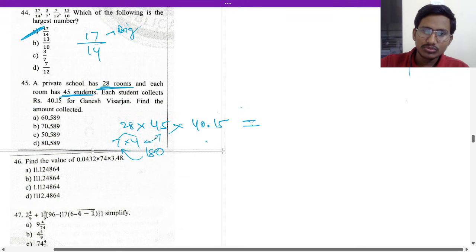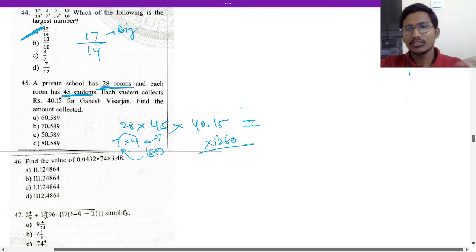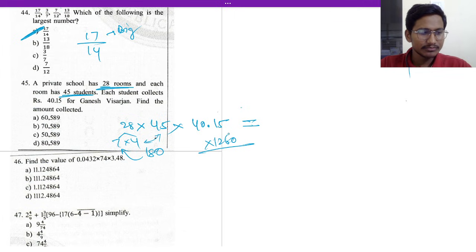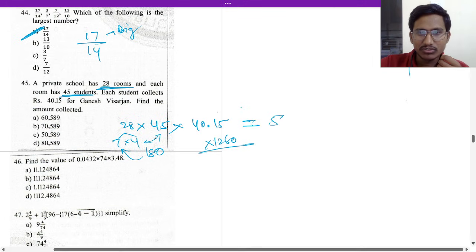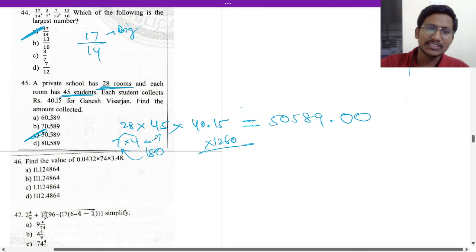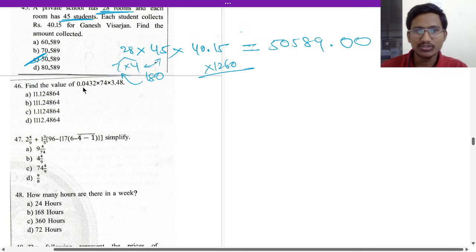So 1260 into 40.15, what will the answer be? 40.15 into 1260 is 50,589. 50,589.00 will be the answer. That is option C here. Okay, good. Now should we do the next, that is 46, students?